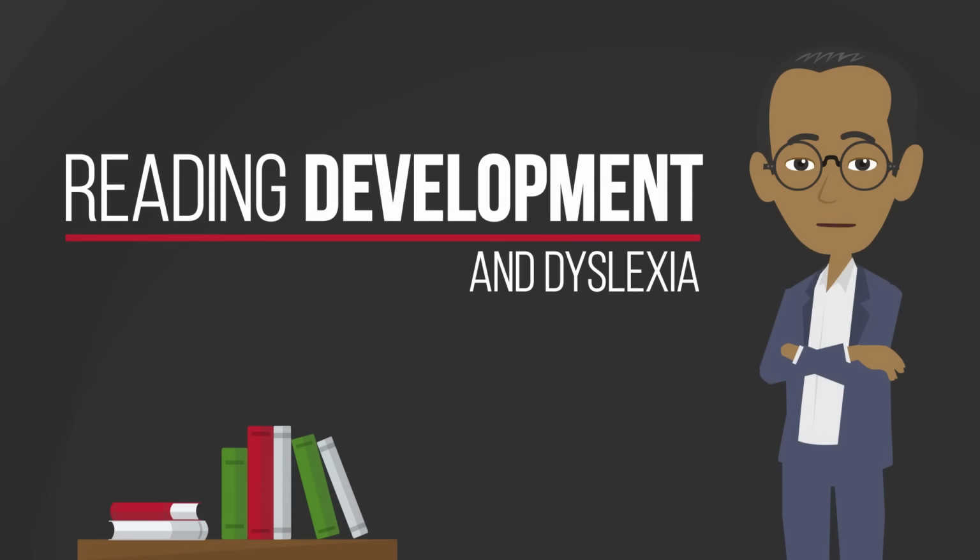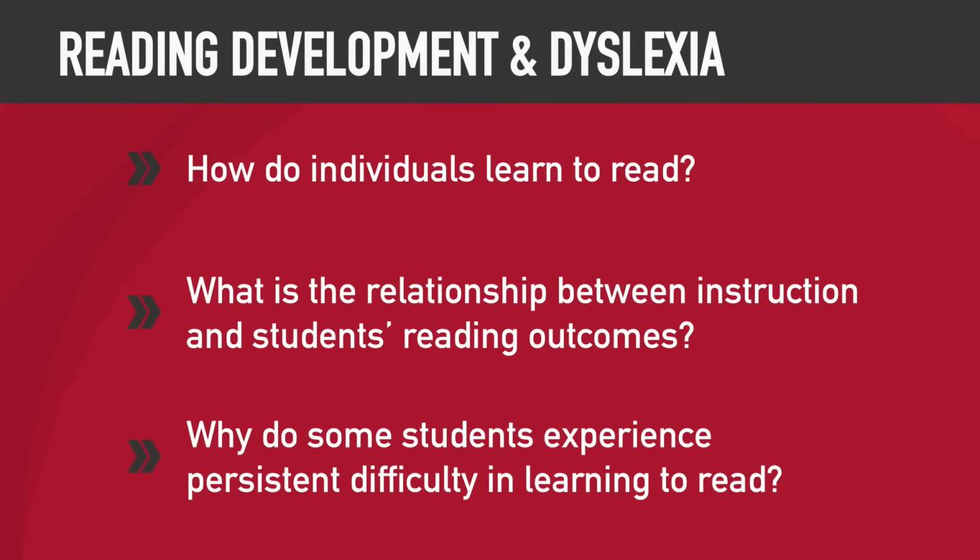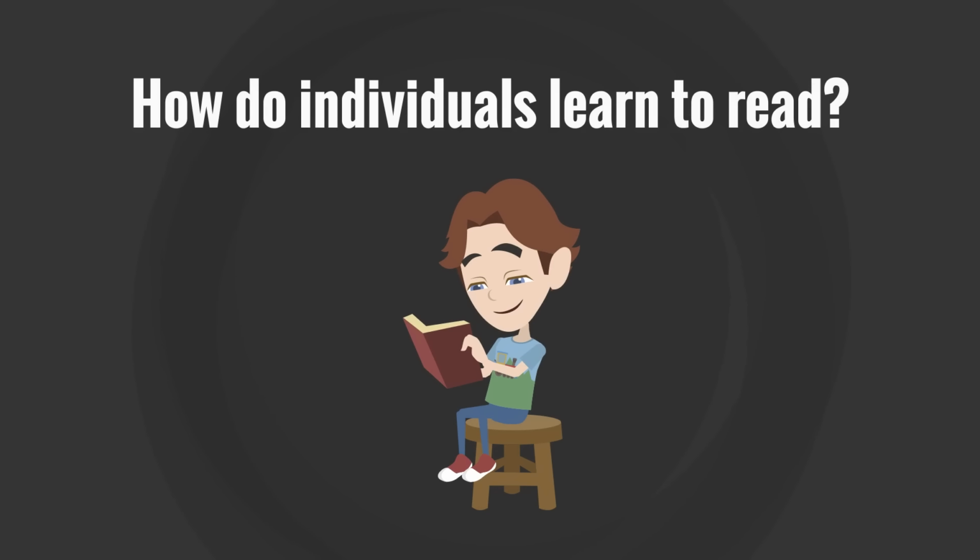In this video, we will examine the relationship between reading development and dyslexia. To do this, we will address three questions. How do individuals learn to read? What is the relationship between instruction and students' reading outcomes? And why do some students experience persistent difficulty in learning to read? How do individuals learn to read?